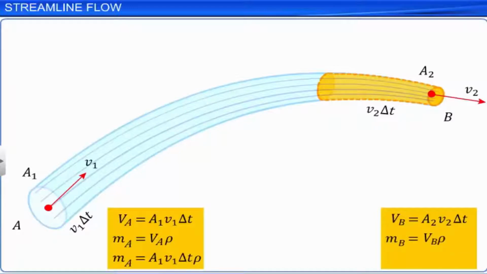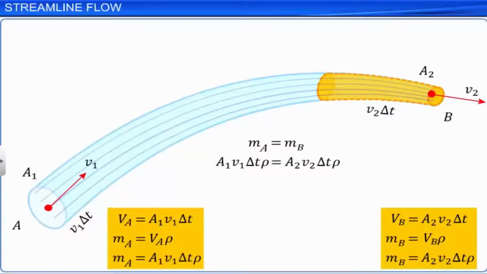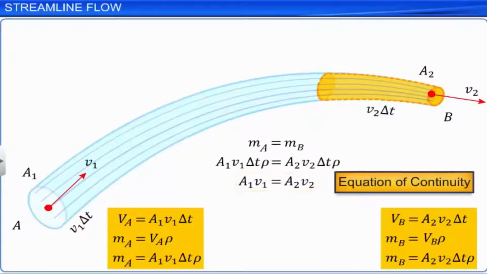Hence, the mass of the fluid, MB, leaving the tube at B in the same time delta t is A2 V2 delta t rho. As the fluid is incompressible, its density remains constant. As the mass of the fluid entering is equal to the mass of the fluid leaving the tube, we have A1 V1 delta t rho is equal to A2 V2 delta t rho. On simplification, we get A1 V1 is equal to A2 V2. This expression is called the equation of continuity.